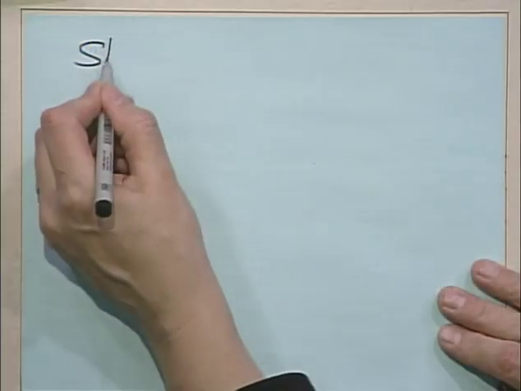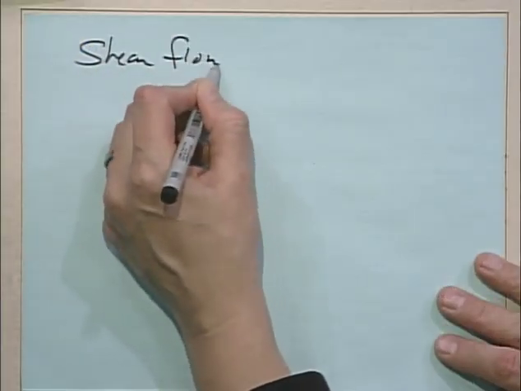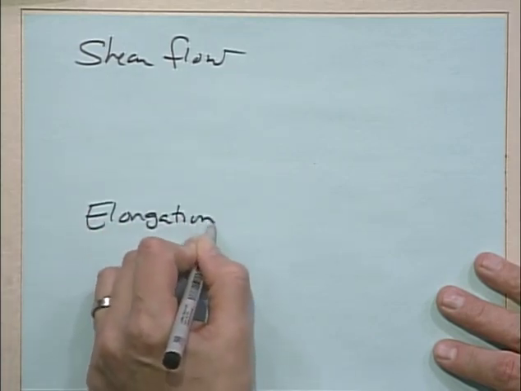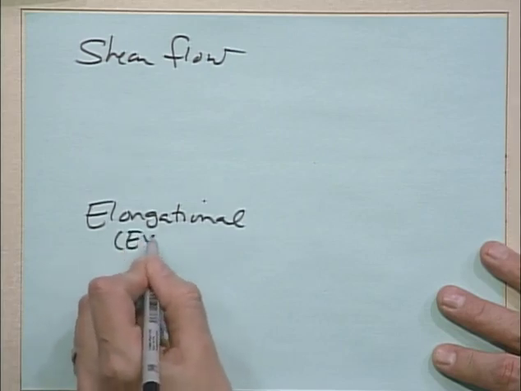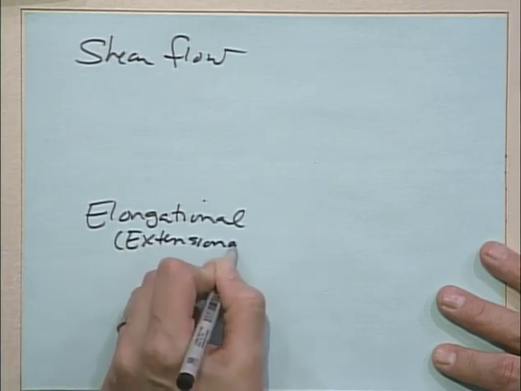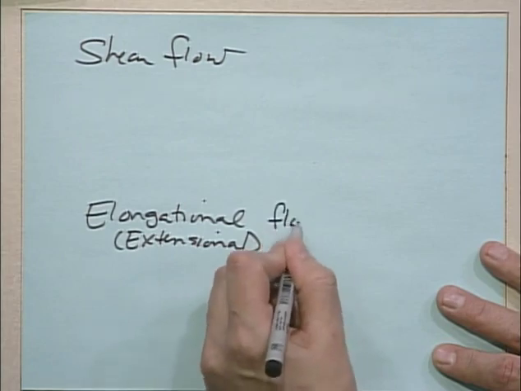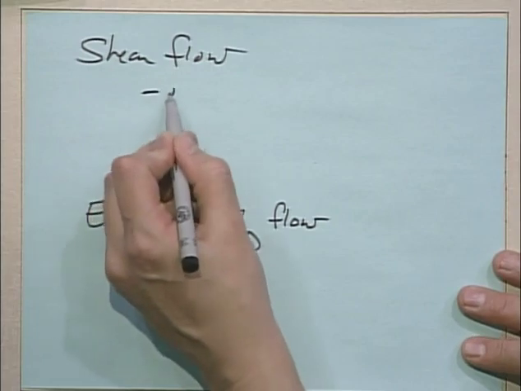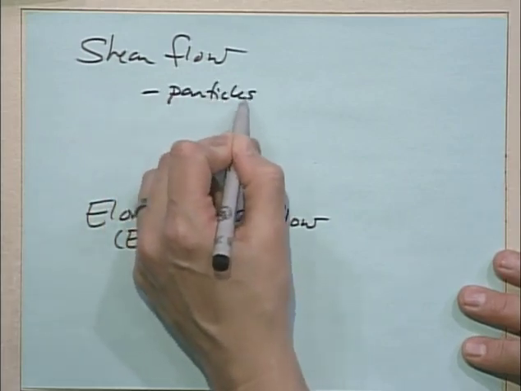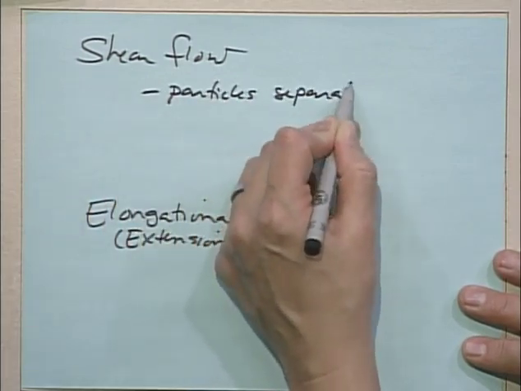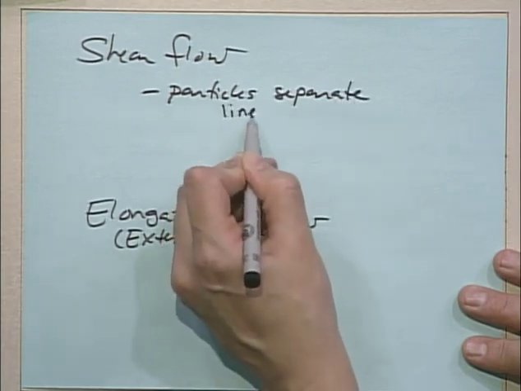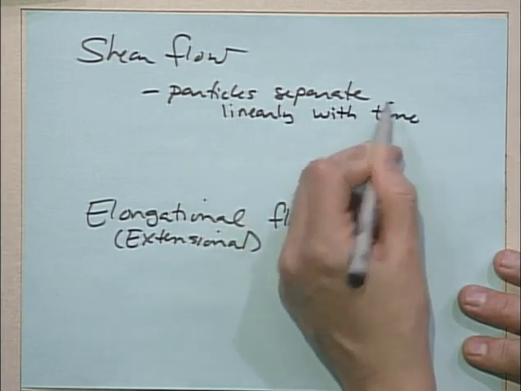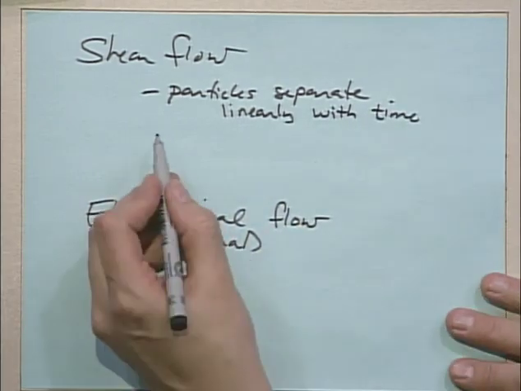So we have shear flow, and our other flow is going to be elongational or extensional. Same thing. Shear flow, particles separate linearly with time. And it's a sliding flow.